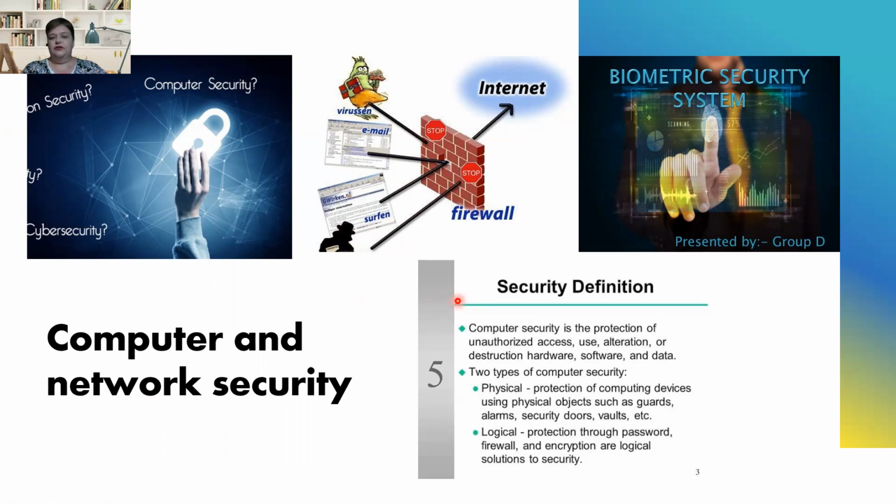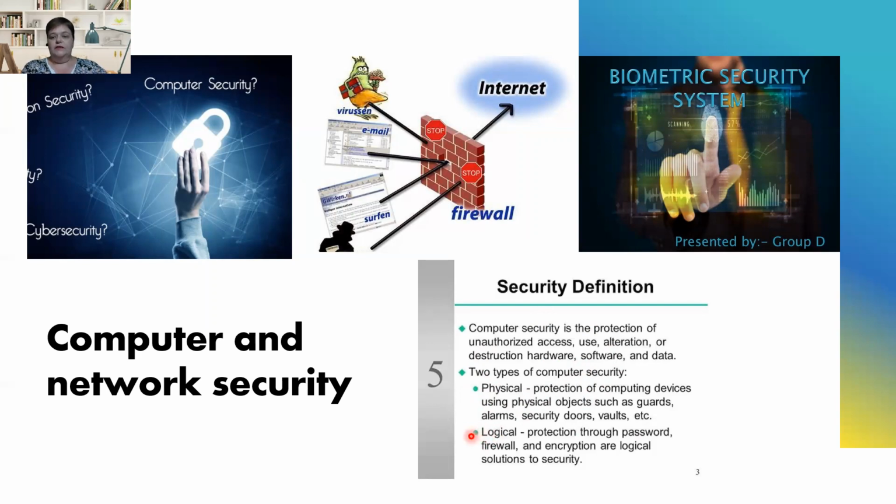So first, let's look at our definition. Computer security is the protection from unauthorized access, the use, alteration, so means changing, or destruction of hardware, software, and data. Now you get two types of computer security: physical and logical. Physical is the protection of computing devices using physical objects such as security guards, alarms, gates, security doors, vaults, any of those physical features. Then we get logical security.